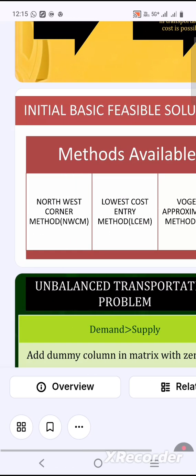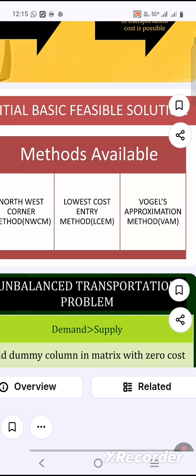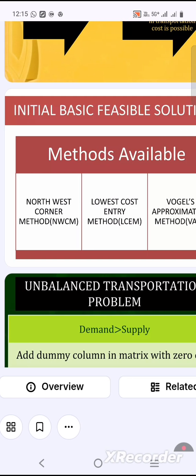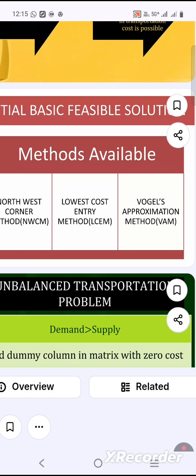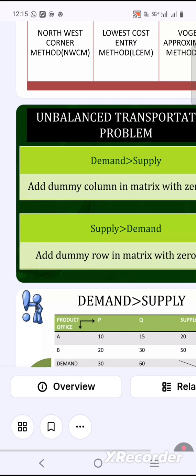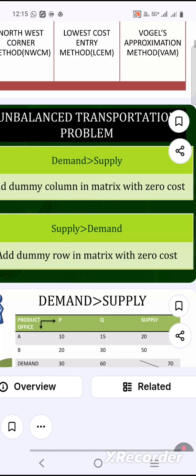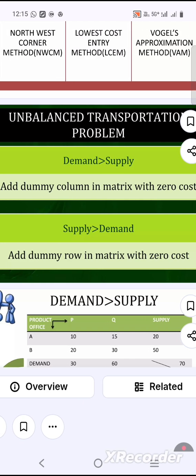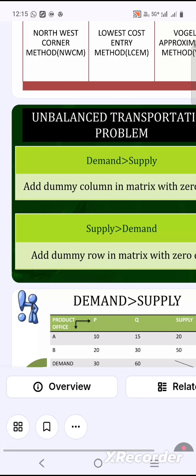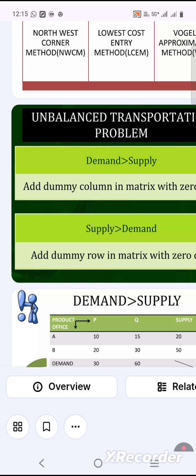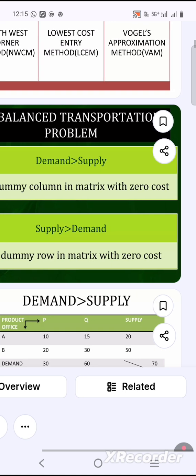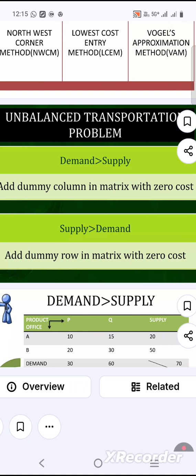The methods of finding the initial basic feasible solution are the northwest corner method, the lowest cost entry method, and Vogel's approximation. We also saw the unbalanced transportation problem: if demand is less than supply, then add a dummy column in the matrix with 0 cost, and if supply is less than demand, then add a dummy row in the matrix with 0 cost.